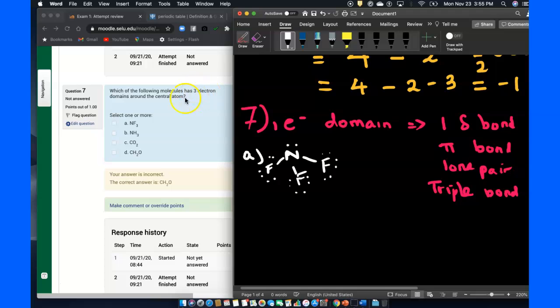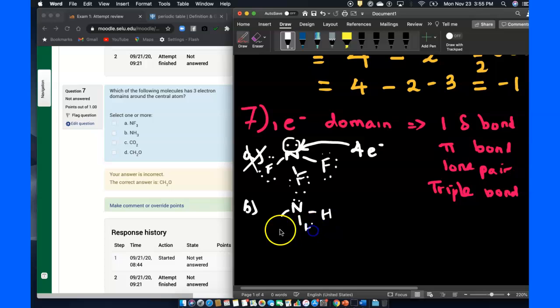Which of the following has 3 electron domains around the central atom? Let's look at A. The central atom is nitrogen. The lone pair is 1 electron domain, and the 3 bonds are each 1 electron domain. So this has 4 electron domains, and A is not the answer. We are looking for one with 3 electron domains. For B, if you draw it, it's very similar to A. You still have 4 electron domains on the nitrogen.